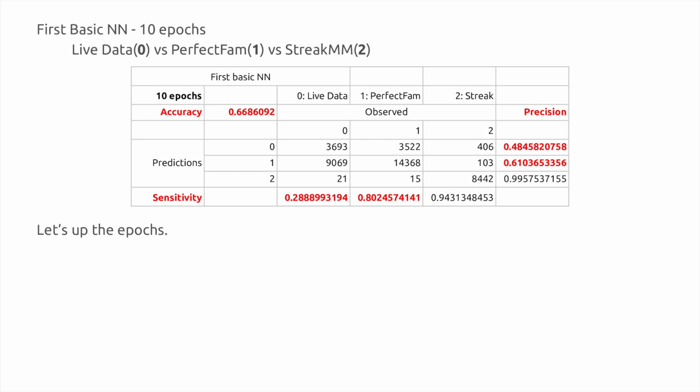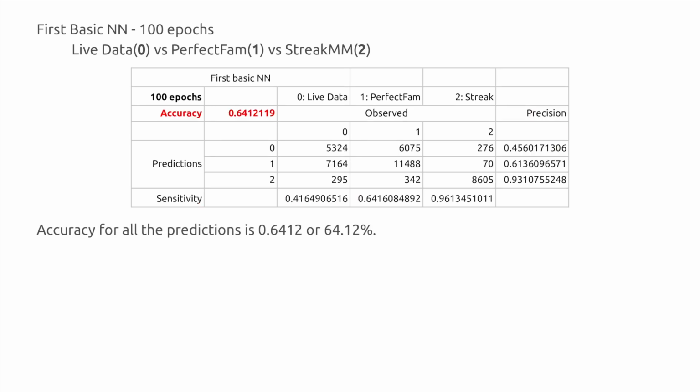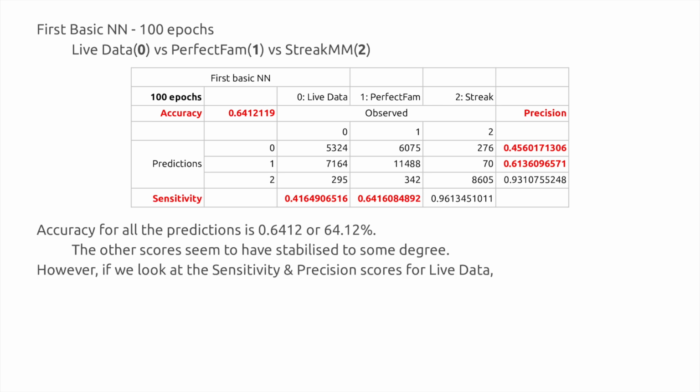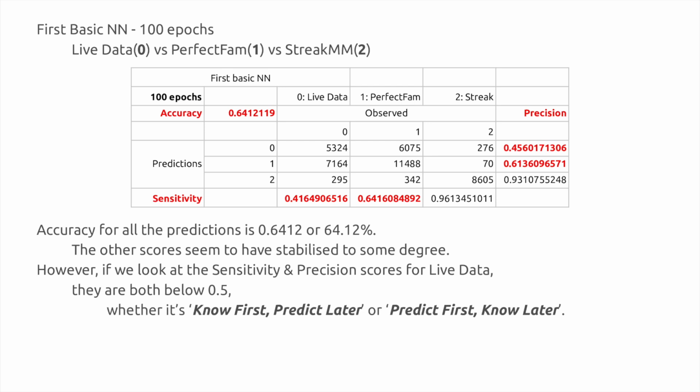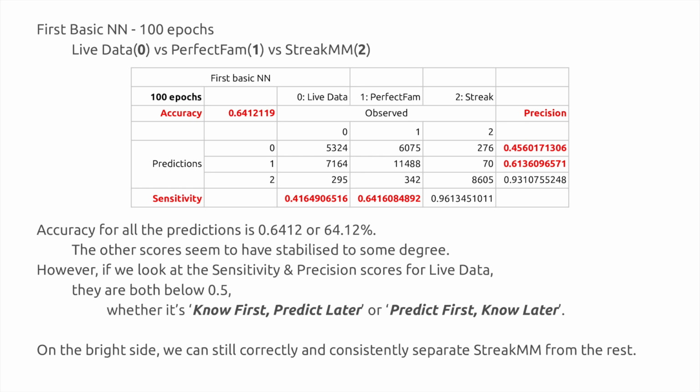Let's up the epochs. After 100 epochs, accuracy for all the predictions is 0.6412 or 64.12%. The other scores seem to have stabilized to some degree. However, if we look at the sensitivity and precision scores for live data, they are both below 0.5, whether it's know first, predict later, or predict first, know later. On the bright side, we can still correctly and consistently separate StreakMM from the rest.